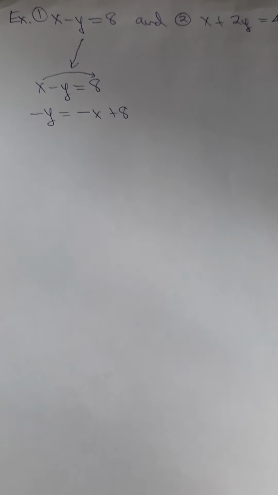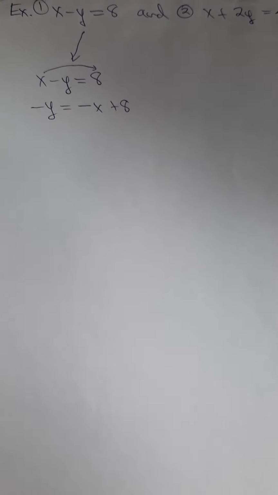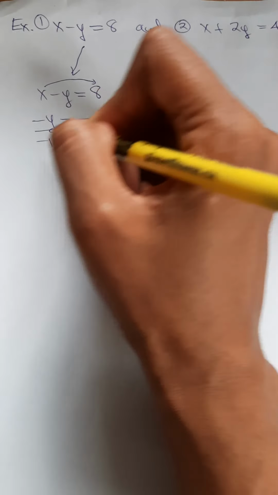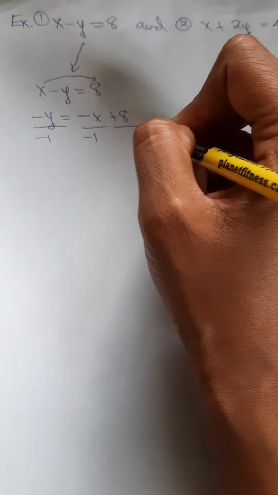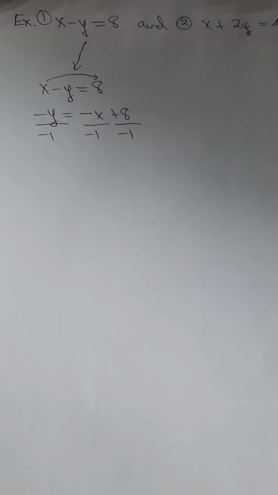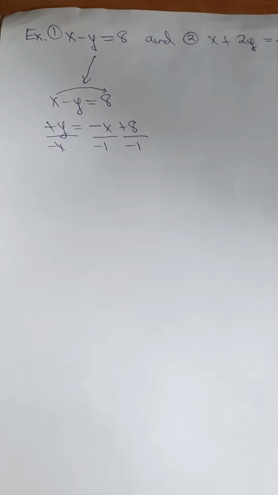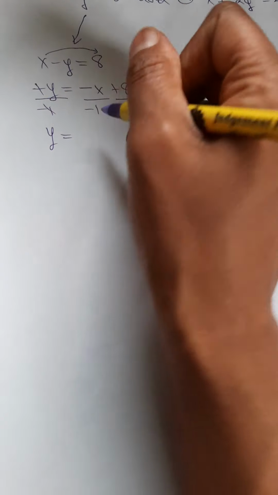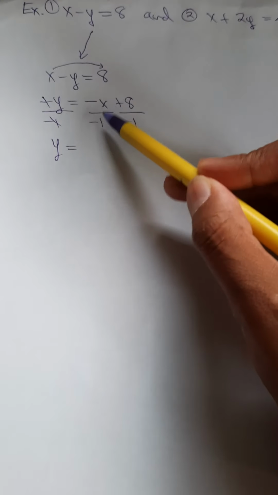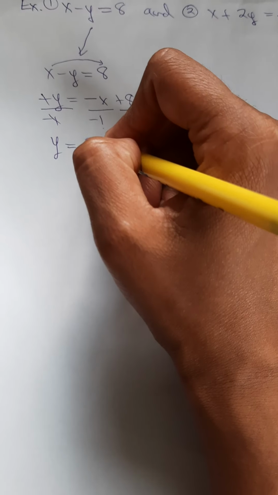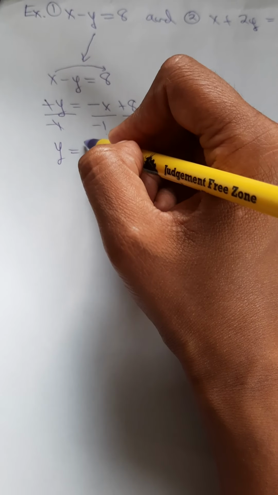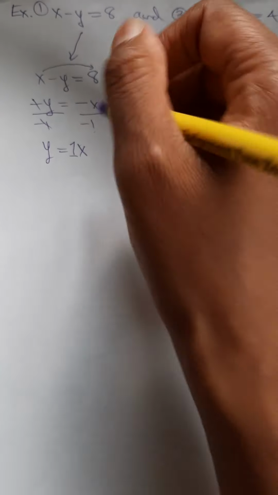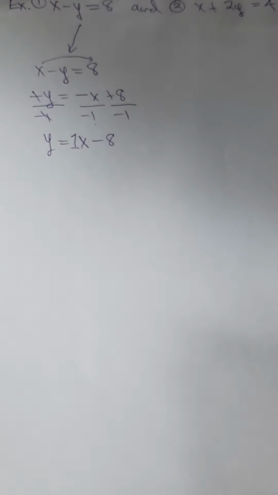And don't leave your answer like this, okay? The y value has to be positive. So we're just going to divide everything by negative 1, like this. Just so this negative 1 cancels out, okay? So we're left with y. So y equals, this is negative 1 divided by negative 1, positive 1x. Okay, let's put the 1 here. And this is 8 divided by negative 1, negative 8.